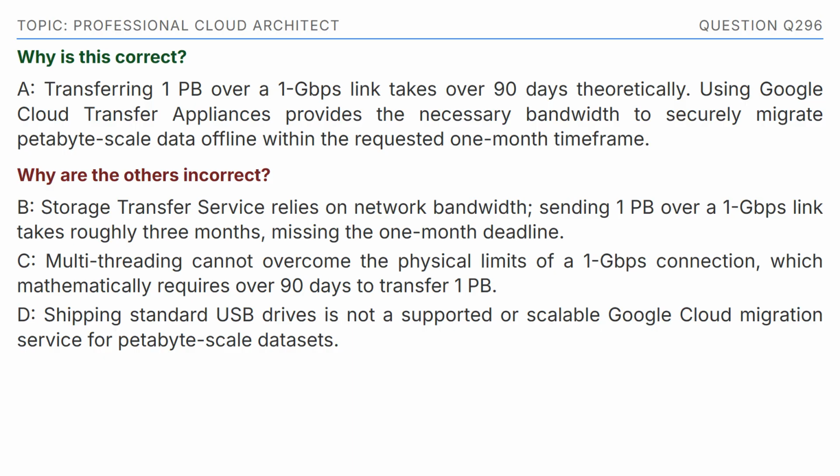Why are the others incorrect? B. Storage transfer service relies on network bandwidth. Sending 1 PB over a 1 gigabit per second link takes roughly 3 months, missing the 1-month deadline. C. Multithreading cannot overcome the physical limits of a 1 gigabit per second connection, which mathematically requires over 90 days to transfer 1 PB. D. Shipping standard USB drives is not a supported or scalable Google Cloud migration service for petabyte-scale datasets.